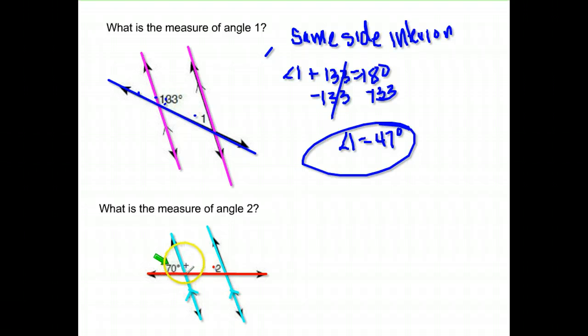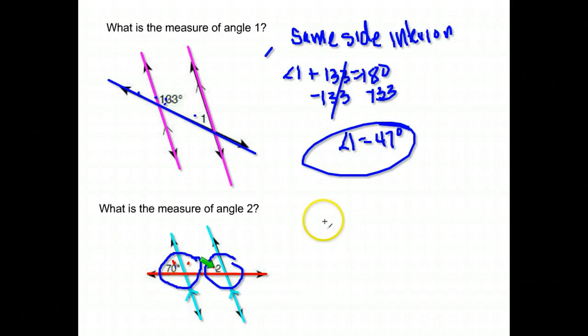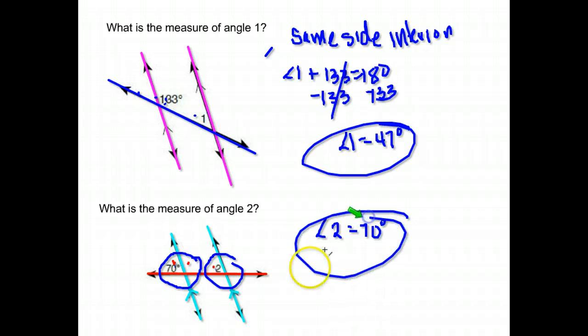So they can't be alternate interior, alternate exterior, or same side interior, because one's outside of the pair of lines, the other is inside. What we call that is corresponding. These are corresponding. Notice the 70-degree angle is in the top left-hand corner of its intersection up here. Here's its intersection. It's the top left-hand corner. Angle 2 is also in the top left-hand corner of its intersection. They are corresponding, and we know that corresponding angles are congruent. So angle 2 would be equal to 70 degrees.